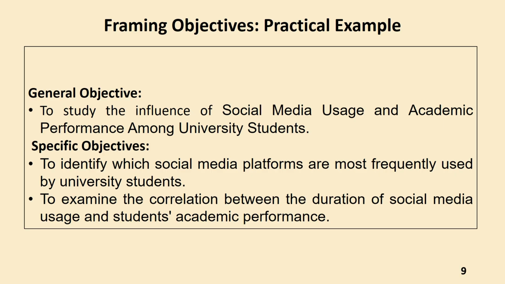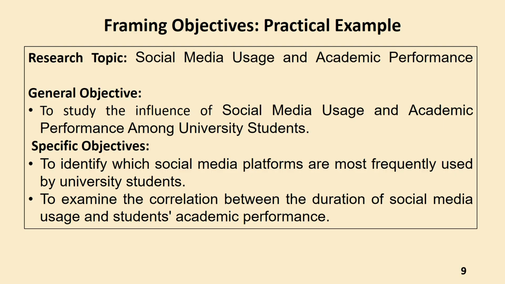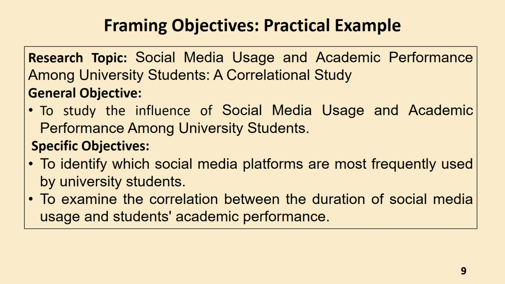Now we have moved to the general objective. Clearly you can see what the intent of the objective is: to study the influence of social media usage on academic performance among university students. Now write the objectives and research questions for this particular general objective. We can see here the research topic: social media usage and academic performance among university students, a correlational study.